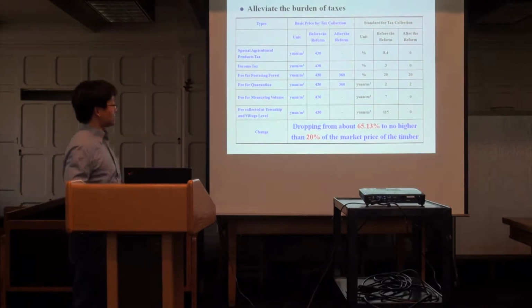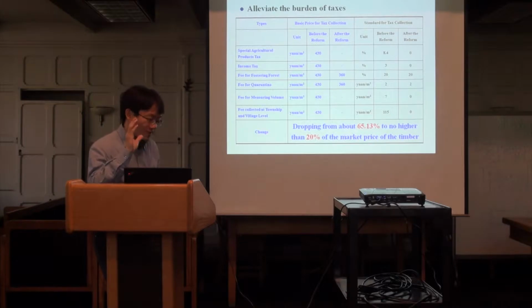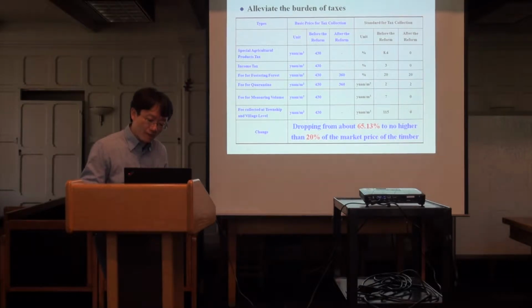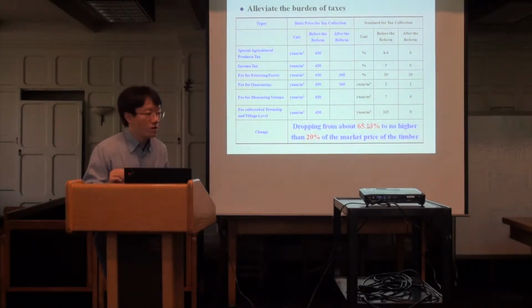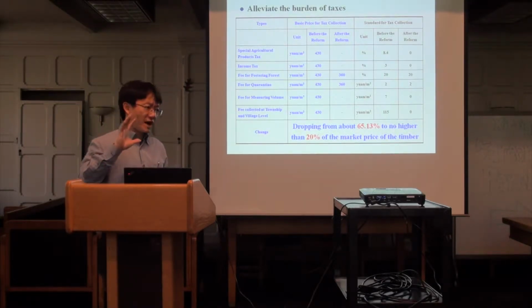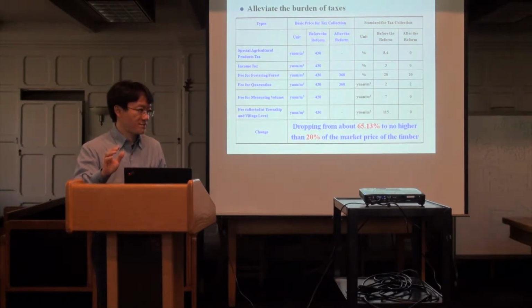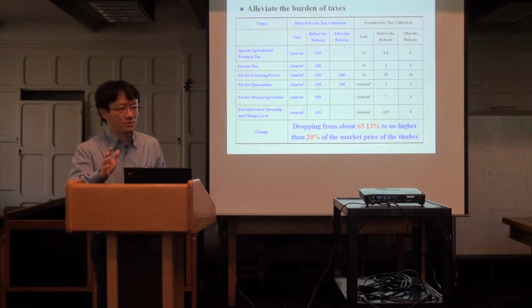Here is another aspect of the reform. There was a very sharp reduction of the tax burden. In the old days, the tax might account for more than 60% of the sale price, which was very high. But after the reform, the tax accounts for about 20% of the sale price. Actually, in China, since 2005, the central government has removed all tax for crop products, for agricultural crops protection. It's just in China.